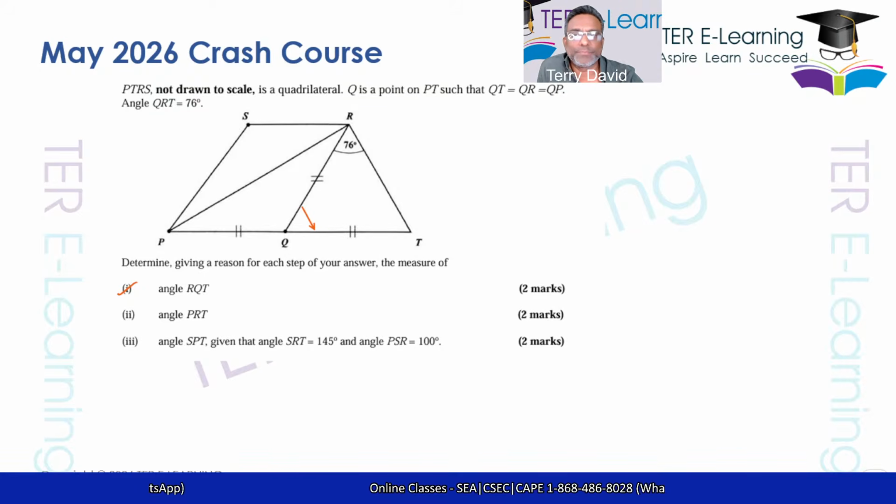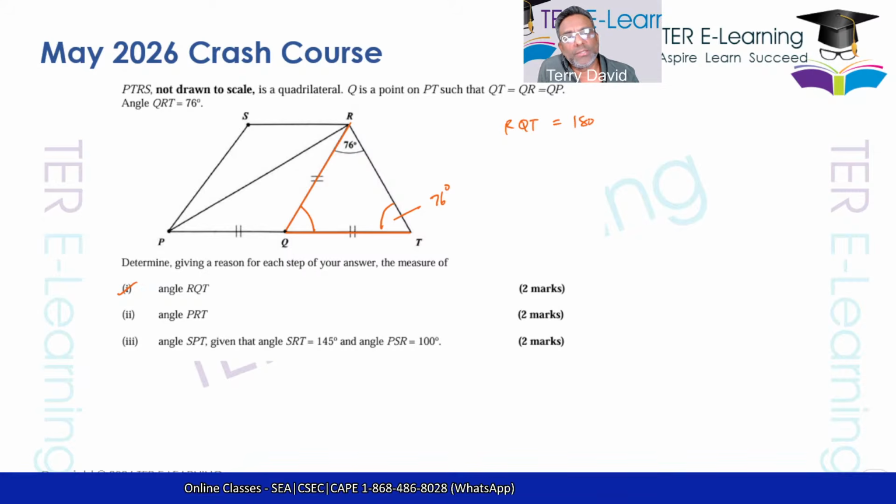That's RQT. Now, if we look at this carefully here, we have three lengths that are the same. Now, they are telling me in the question that this length, as well as this length here, are the same. So therefore, this triangle here is an isosceles triangle. So this angle here is actually going to be the same 76 degrees. So if you want to work out angle RQT, RQT is simply going to be 180 degrees minus 76 plus 76.